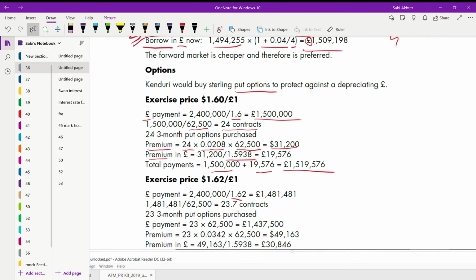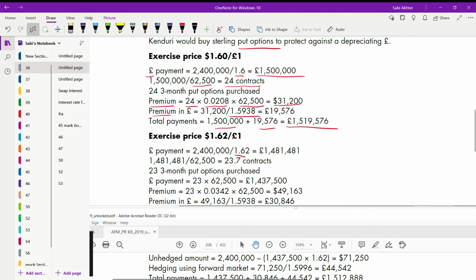The same steps follow for 1.62 also. The only difference, if you see, is that this is 23.7. That means the number of contracts you are using is less, 23 contracts only. You have to round down. You cannot use 23.7 contracts, never. So now using this 23, you have to see what the premium is.